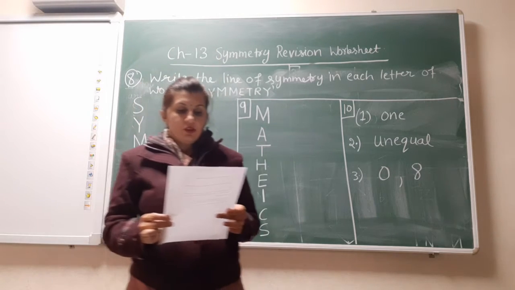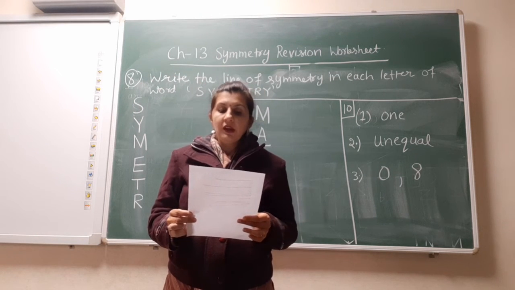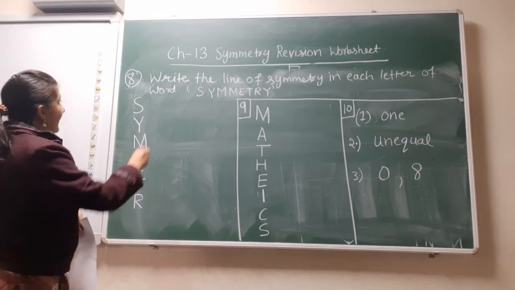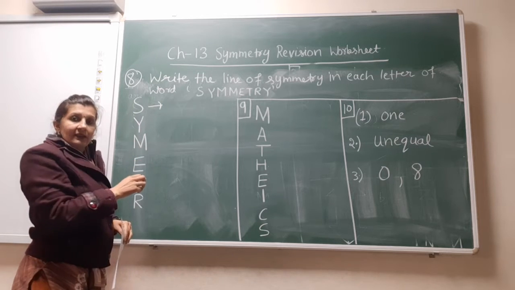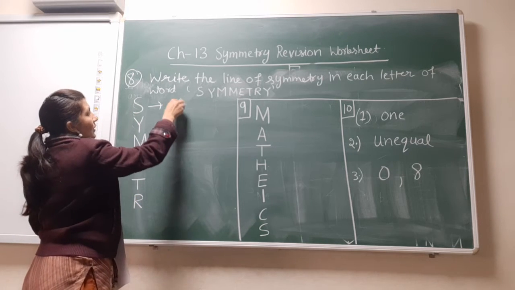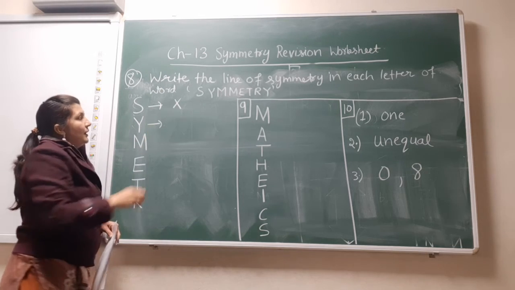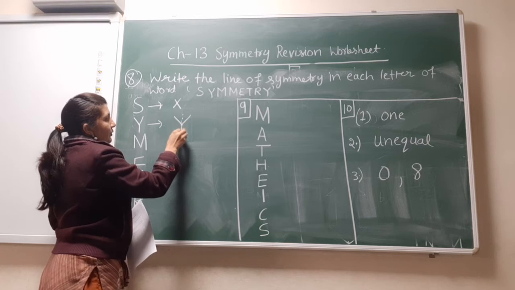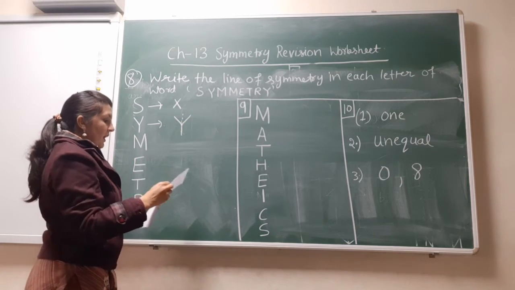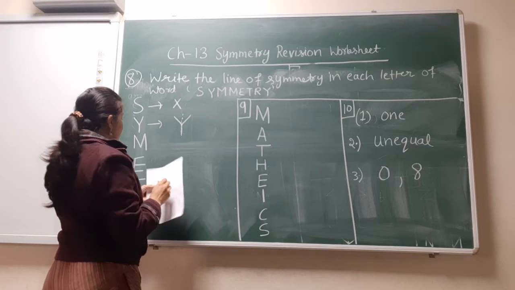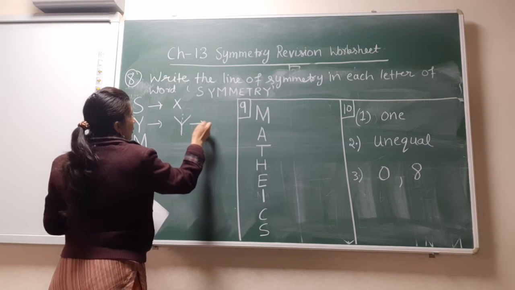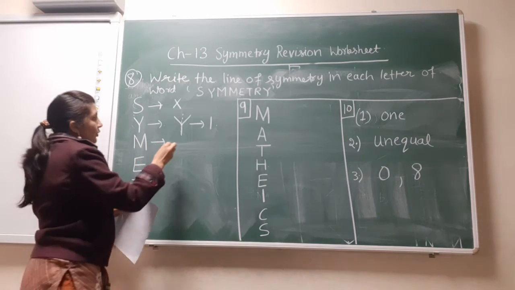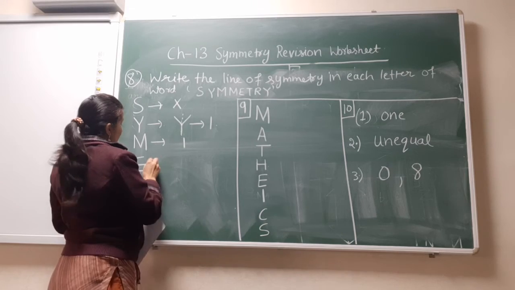Now the next question is to write the number of lines of symmetry in each letter of the word symmetry. So for each letter we will discuss. S has no line of symmetry, not horizontal, not vertical. So 0 lines of symmetry. Next is Y. In the Y, this is the line of symmetry. This is the vertical line. So it has one line of symmetry. And if we put the mirror here, M also has a vertical line of symmetry. So it has one line of symmetry.